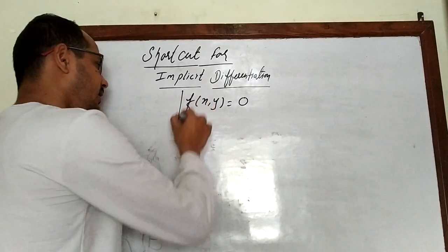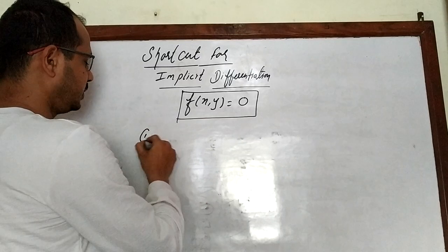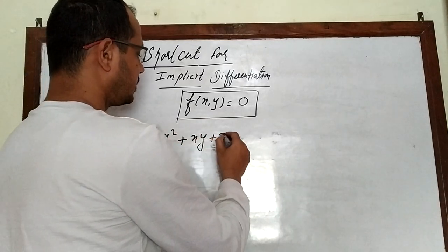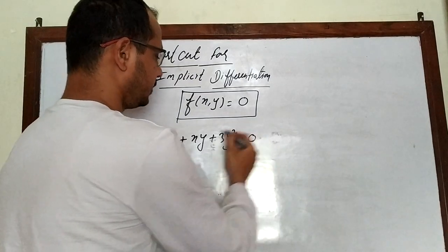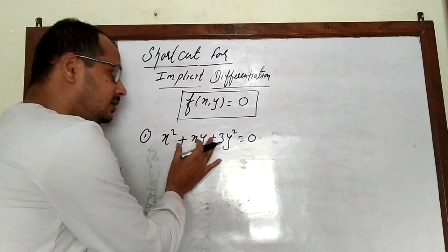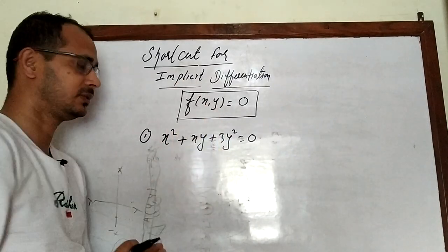equal to 0. Any function which is in the form of this. We can take an example, x square plus xy plus 3y square equal to 0. It is an example of implicit function. Now, how do we differentiate this? How do we find value of dy by dx for an implicit function?